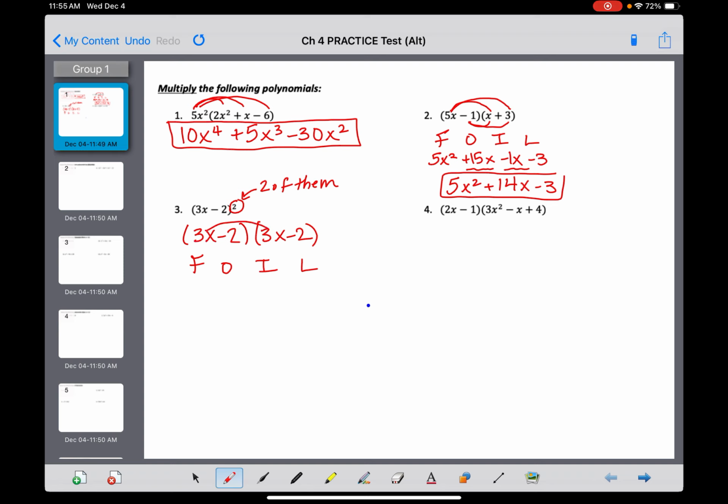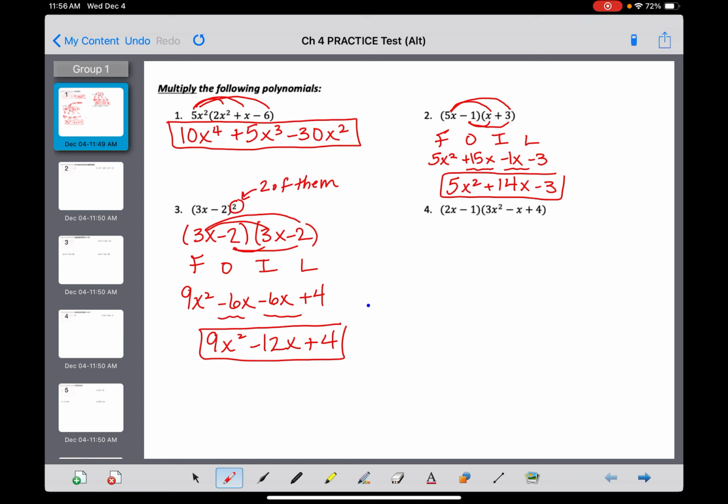So 3x times 3x gives us 9x squared. 3x times negative 2 is negative 6x. Negative 2 times 3x is another negative 6x. And negative 2 times negative 2 is positive 4. And then when we combine our like terms, we get 9x squared minus 12x plus 4.